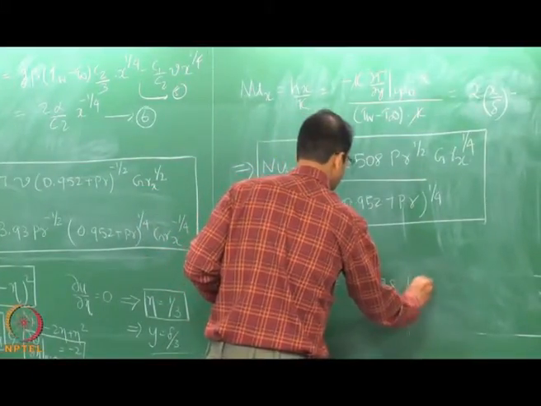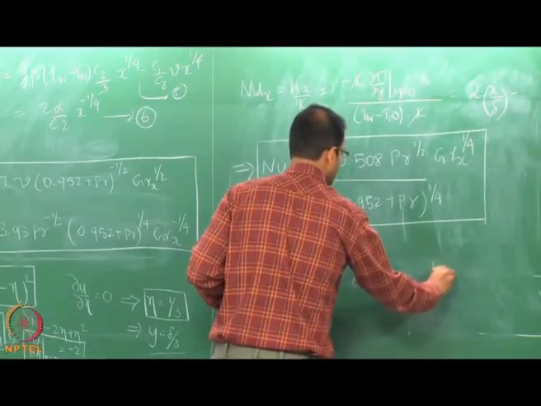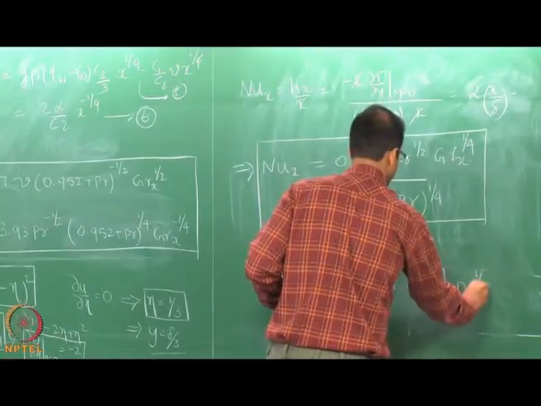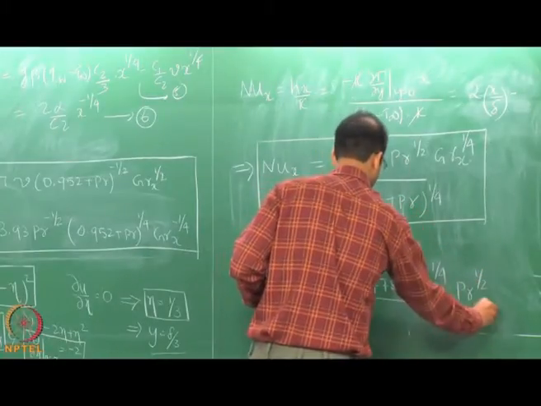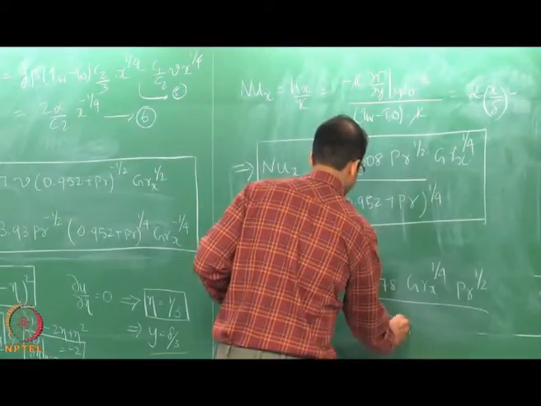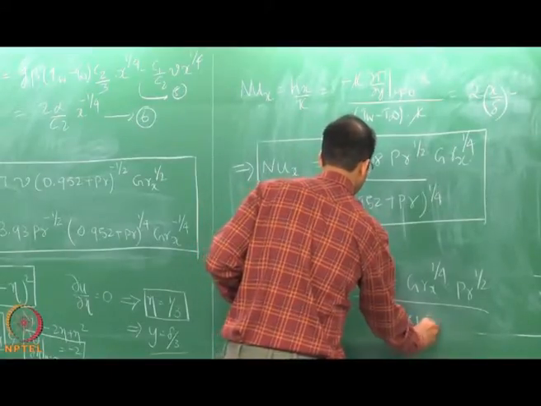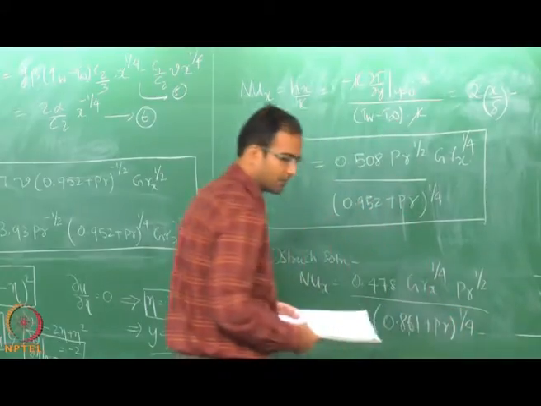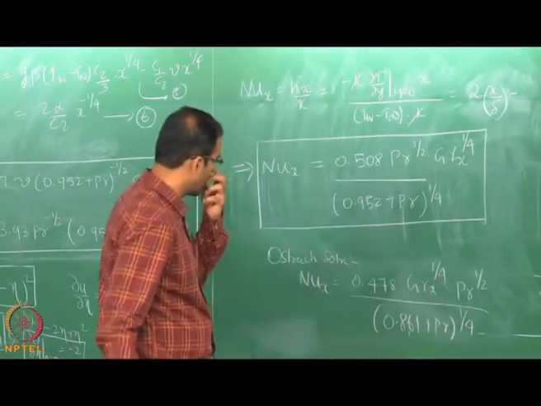0.478 times Grashof number to the power 1 by 4, Prandtl number to the power half, divided by 0.861 plus Pr raised to the power 1 by 4. Okay.